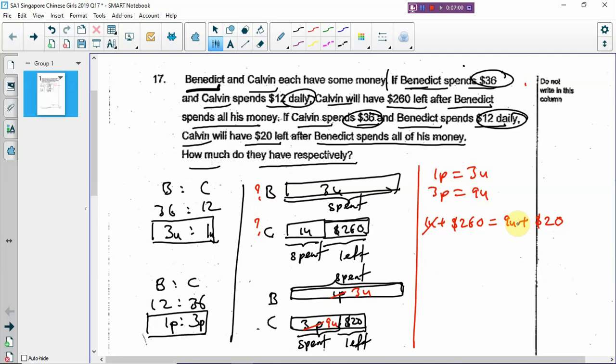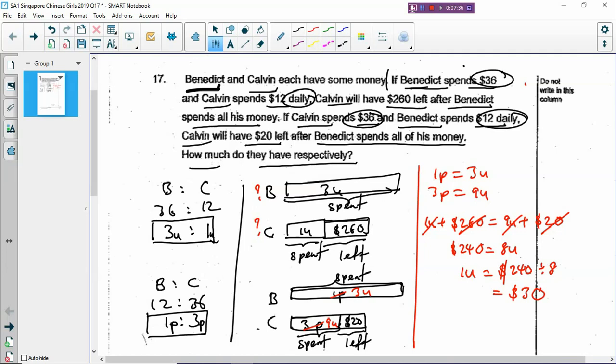You take out 1 unit, means you minus. Okay, take out means minus 1 unit. 9 units, take out 1 unit, that will be 8 units left. $20 take out on the right side, and here also take out $20. That will be $240. So which means that your 8 units is 240. So your 1 unit must be 240 divided by 8. Okay, so let's put down 240 divided by 8. So your 1 unit must be $30.